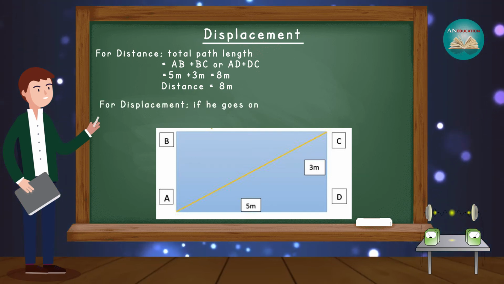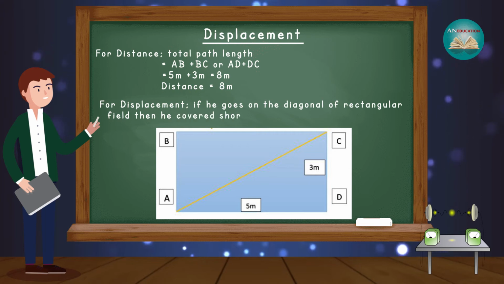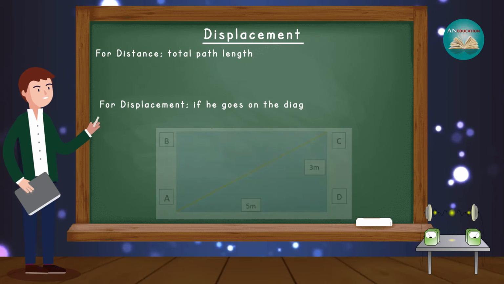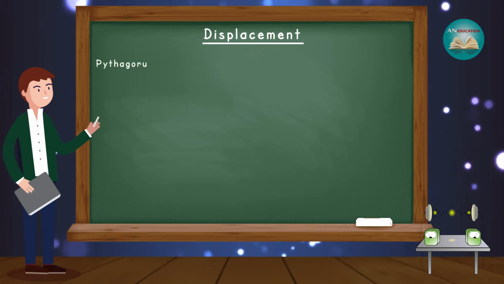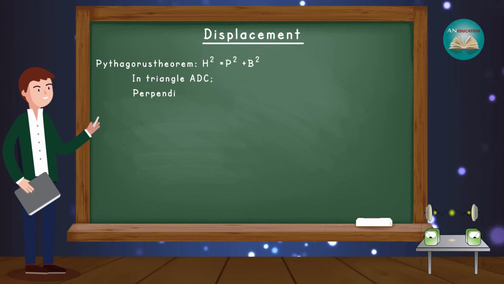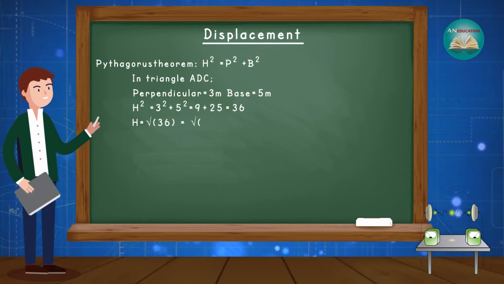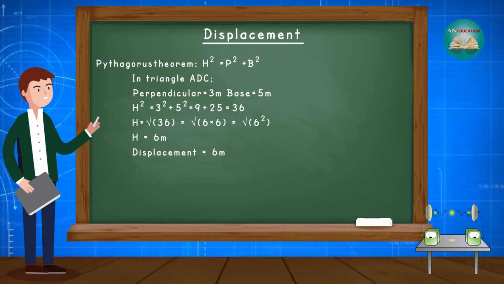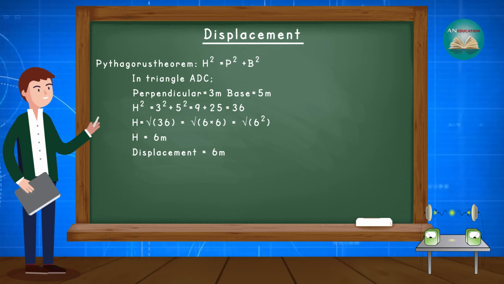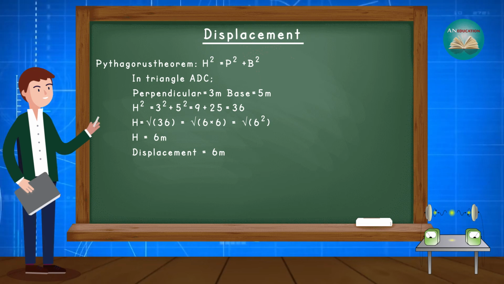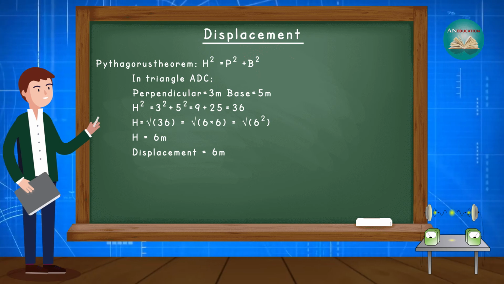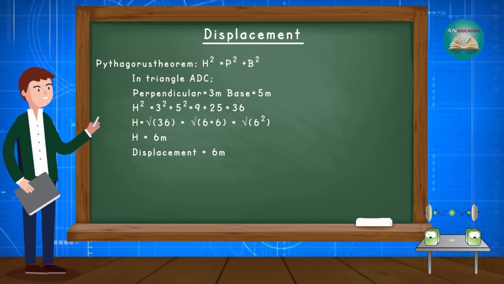For displacement, if he goes on the diagonal of the rectangular field, then he covers the shortest path, that is displacement. For finding the length of this diagonal, we have to use Pythagoras theorem. Pythagoras theorem is that hypotenuse square is equal to perpendicular square plus base square. In triangle ADC, perpendicular is equal to 3 meter and base is equal to 5 meter. So hypotenuse square is equal to 3 square plus 5 square, which is equal to 9 plus 25, which is equal to 36. Hypotenuse is equal to square root of 36, which is equal to square root of 6 multiplied by 6, equal to square root of 6 square. Hypotenuse is equal to 6 meter. So displacement is equal to 6 meter.